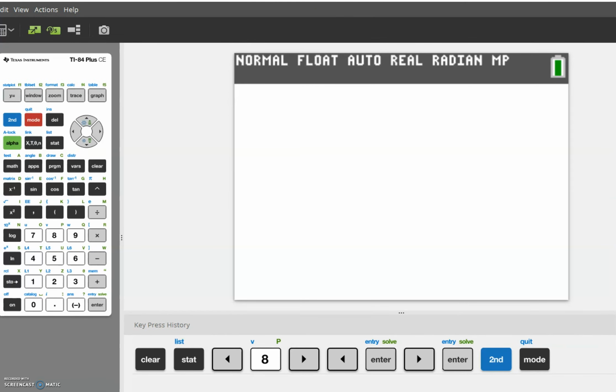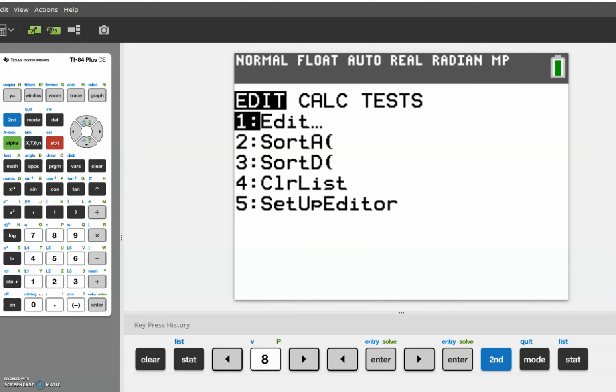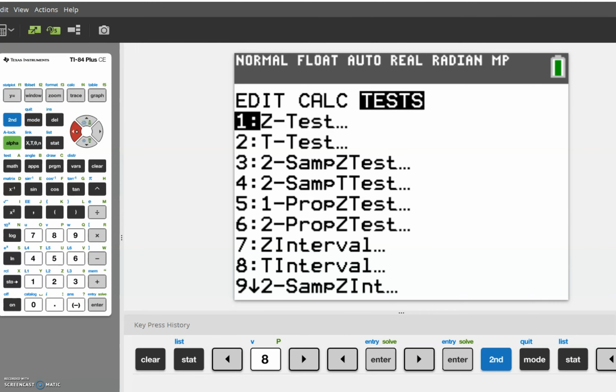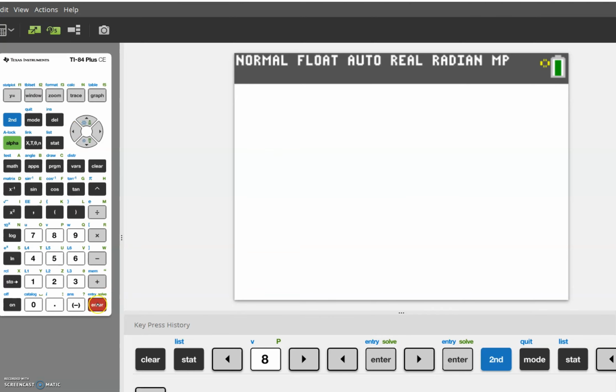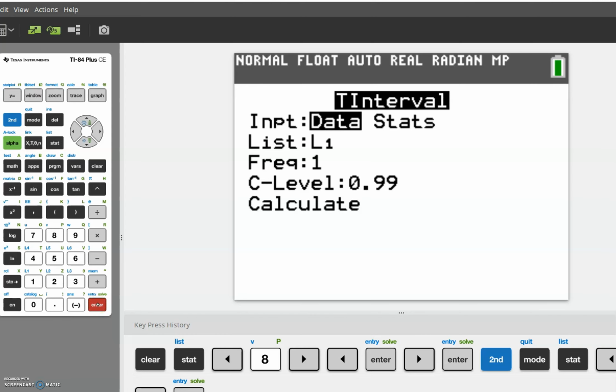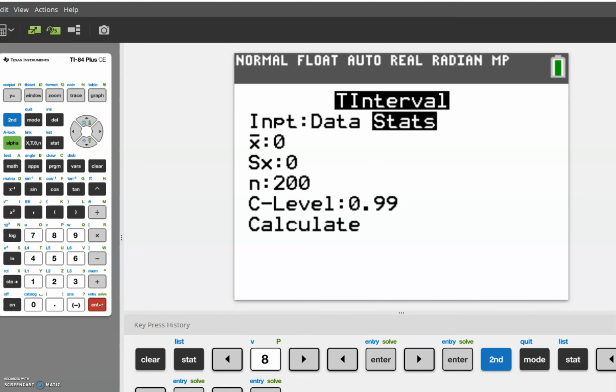So we'll hit the Stat button, go to Tests, scroll on down to t-interval. Now you'll notice that there are two inputs here. One says data, one says stats. The only time that you're going to use the data option is if they give you sample data values. If they give you the summary statistics, such as the sample mean and sample standard deviation, then you need to select the stats option. So we're going to select the stats option for our problem.